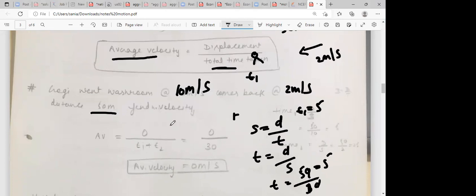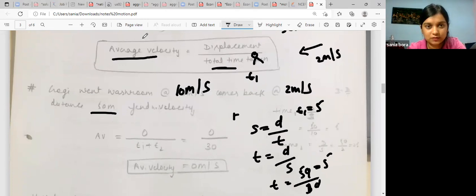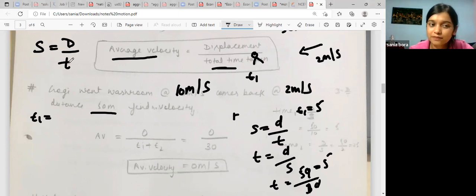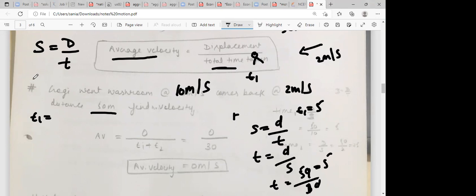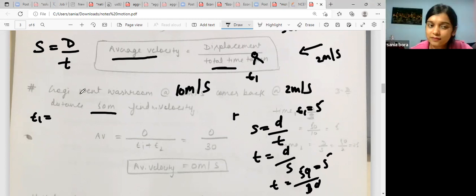Yes, ma'am. And now the other is what you wrote. 50 plus 50, 10 plus 2. Then what you did? How did you get T1, Adil? Speed equals distance upon time. What is the speed? 10. Yes, 10. Nice.